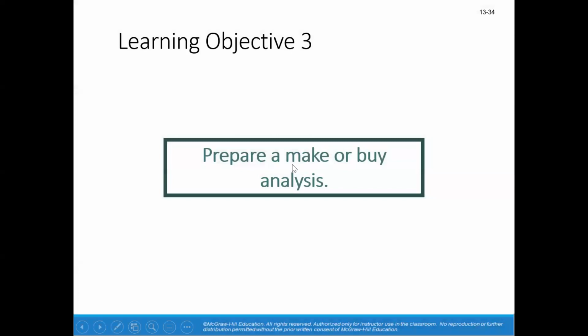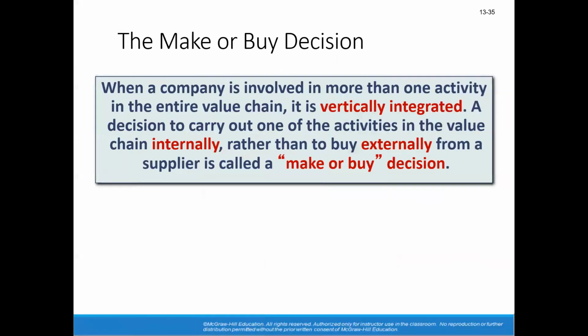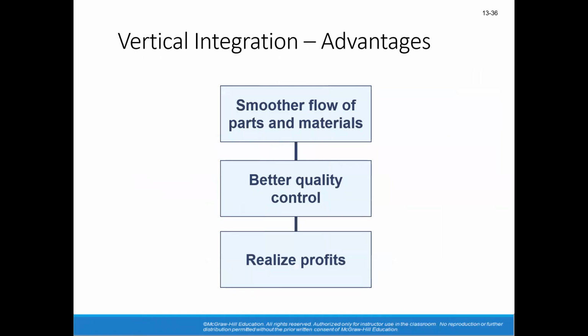Now, do we make a product or do we go out and buy it? When a company is involved in more than one activity in the entire value chain, it is vertically integrated. A decision to carry out one of the activities in the value chain internally rather than to buy externally is called a make or buy decision.